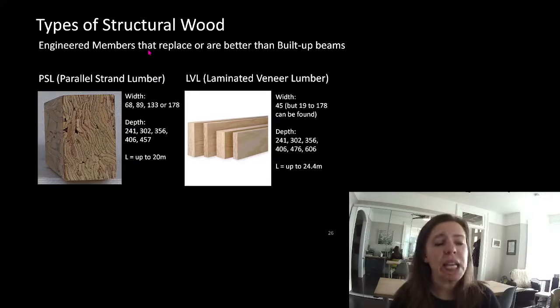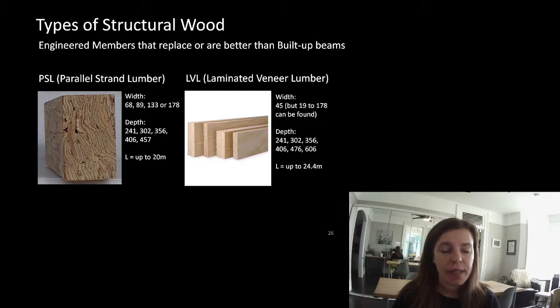So we can use structural wood in residential construction. So these are something that we would use when our regular lumber just doesn't work, or maybe it doesn't come in a long enough length. Getting pieces of wood longer than like 20 feet is pretty hard. These elements can come in really long segments.